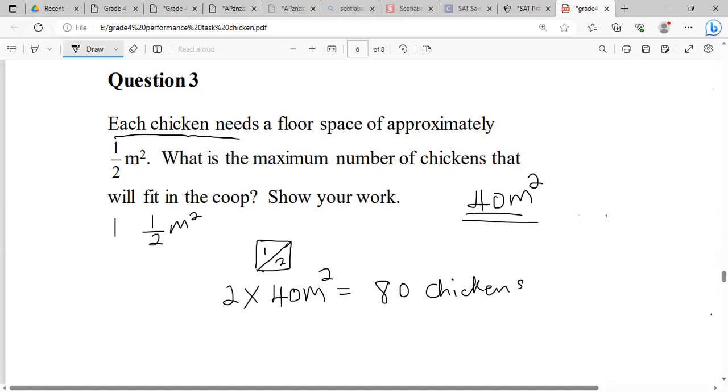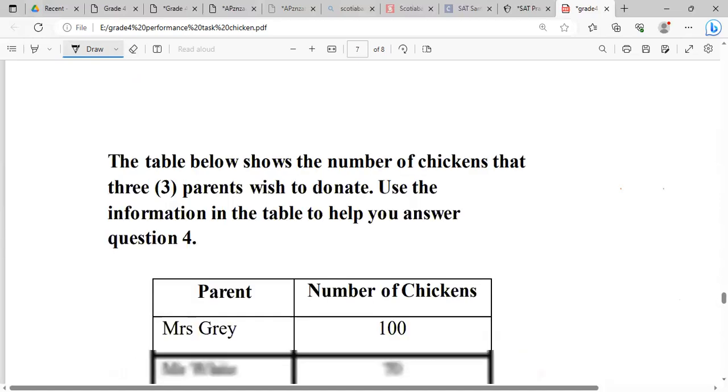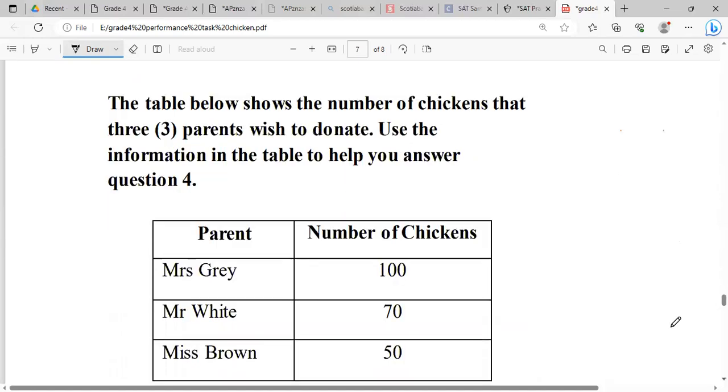And that's question 3. Let's see what question 4 says. The table below shows the number of chickens that three parents would donate. Use the information in the table to help you answer question 4. Now, Mrs. Gray said she can give 100 chickens. Mr. White says he can give 70. And Miss Brown says she can give 50.